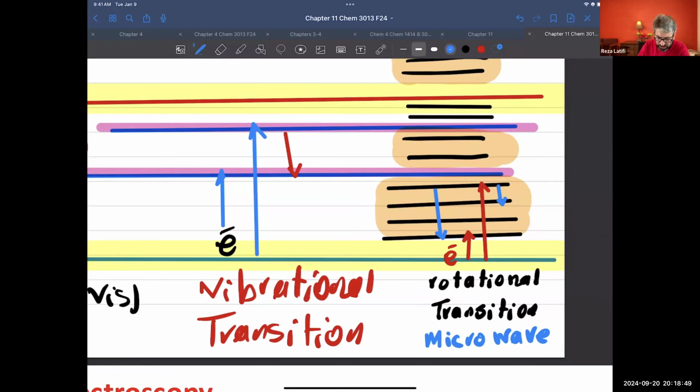Next, you are dealing with layers between two vibrational layers. The previous one was two electronic, now we're talking about two vibrational. And between those two vibrational layers, we have a bunch of small layers or levels of energy. Those levels of energy are in the range of microwave, or you can say rotational transition.